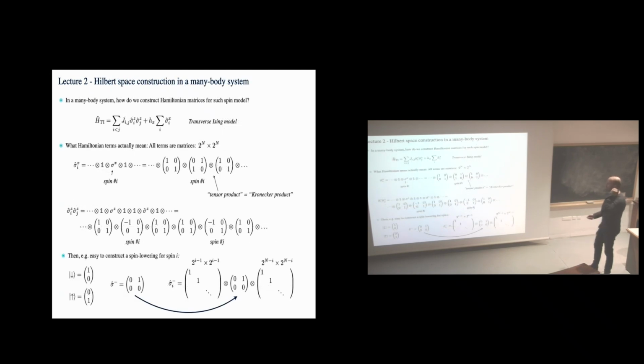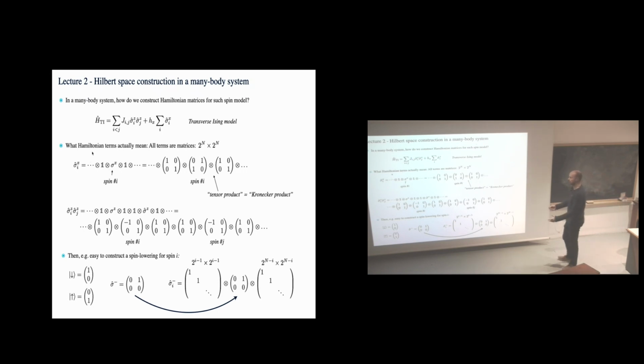Good, and I will stick for now to this transverse Ising model. The important thing to realize is that if you write something down carelessly like sigma_i^x, meaning you have a Pauli operator acting on the spin number i, what you actually mean is that you act only on the spin i, but you apply an identity on all the other spins.